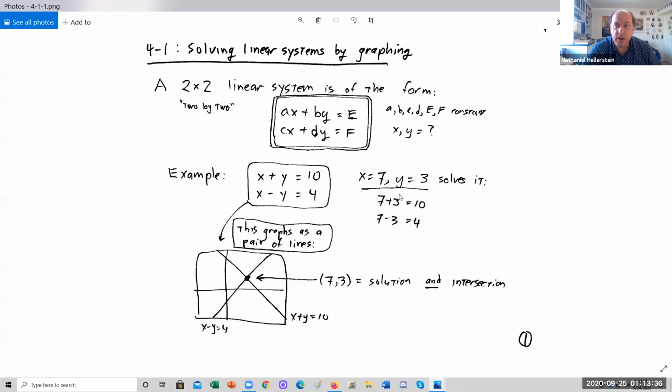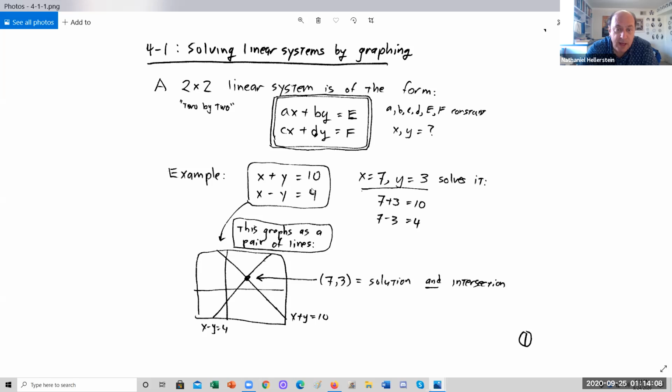This section is about solving linear systems by graphing. A 2x2 linear system is of the form ax plus by equals e and cx plus dy equals f, for a, b, c, d, e, and f constants, and x and y the unknown variables. For example, here are 2 numbers, x and y, whose sum is 10 and whose difference is 4. What are the numbers? Well, 7 plus 3 is 10, 7 minus 3 is 4, so (7, 3) is a solution of this system.